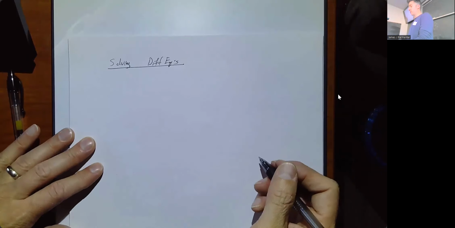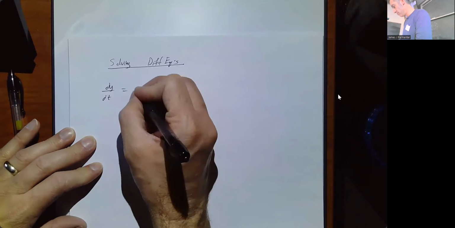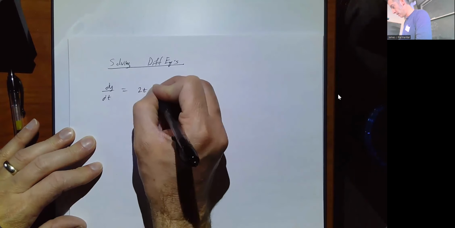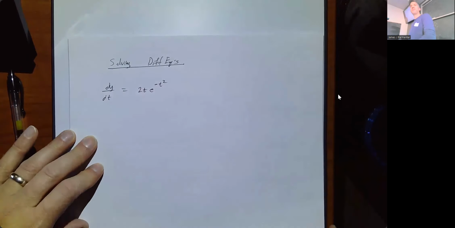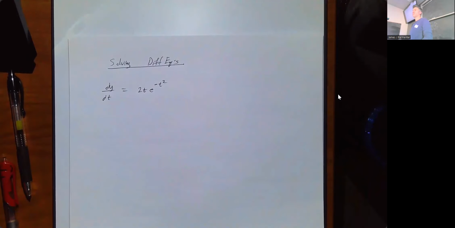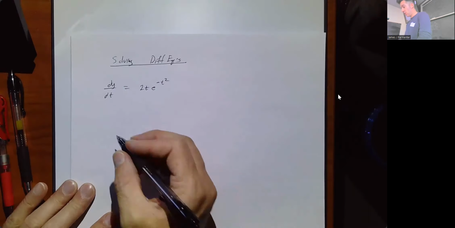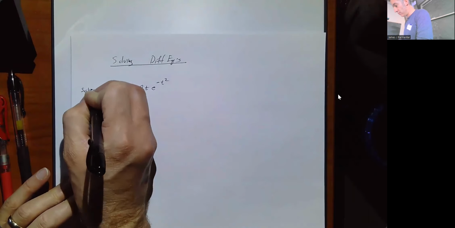So here's a differential equation. dy/dt equals 2t e to the negative t squared. So the derivative is some function of t. If I want to solve for the function y of t, I'm just going to take the antiderivative. So I want to solve this differential equation.